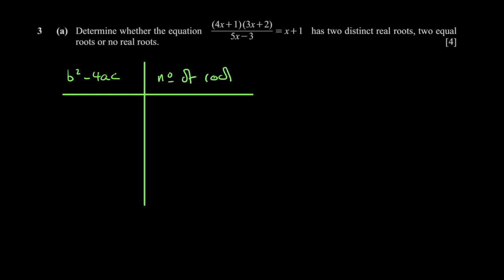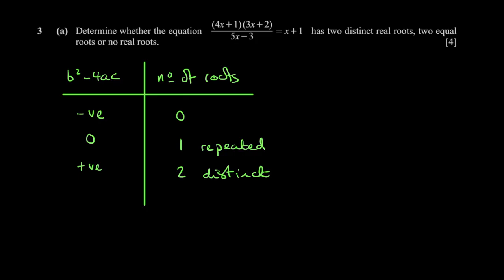Now, there are 3 cases that we need to understand. There's either the case where b squared minus 4ac is negative, where it is positive, and when it is 0. Now, if b squared minus 4ac is negative, that means that we have got no roots. If b squared minus 4ac is 0, it means we've got 1 repeated root. And that's important there, 1 repeated root. But if b squared minus 4ac is positive, it means we've got 2 distinct roots. We've got 2 roots which are different.